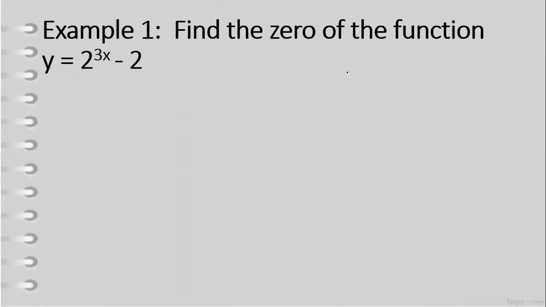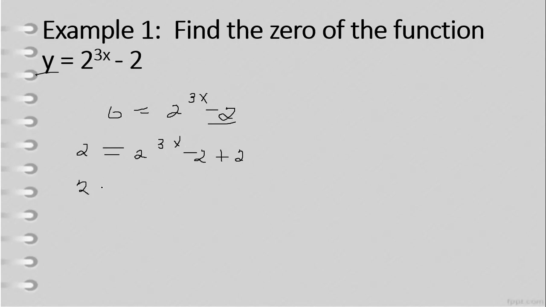Exponential functions, solutions of exponential functions. Example number 1. Find the zero of the function y is equal to 2 raised to 3x minus 2. Okay, substitute y with 0. So 0 is equal to 2 raised to 3x minus 2. And then, transpose po natin si negative 2, and we have to add to both sides the opposite, so positive 2. 2 is equal to 2 raised to 3x minus 2 plus 2.